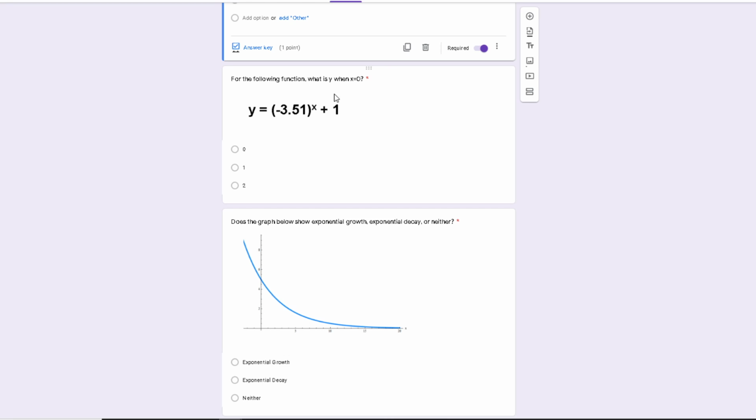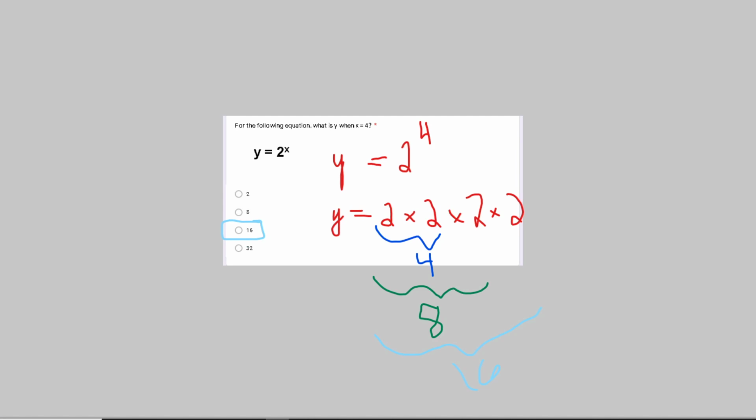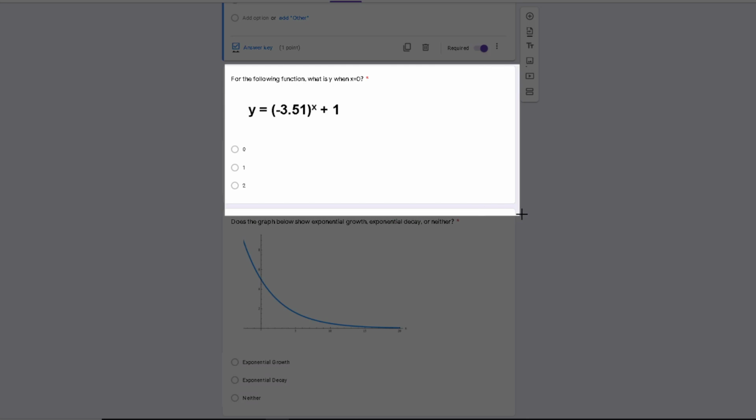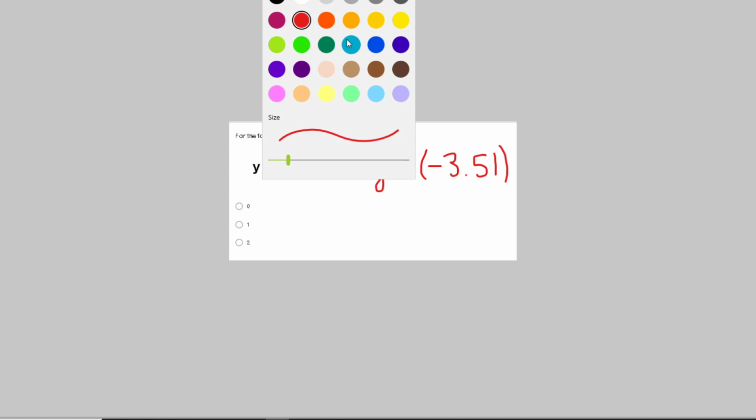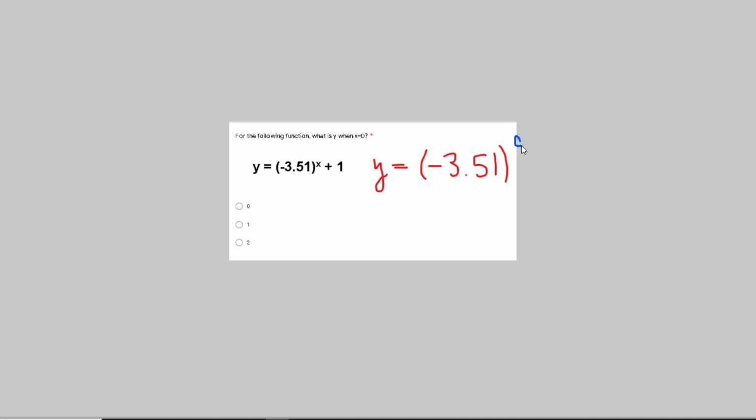So let's look through the next one. For the following function, what is y when x is 0? This is just like one that we had on that Google form that people struggled on for this question. So remember, anything to the 0 power. So that's what we're doing here. We're plugging in 0 for x. Anything to the 0 power is 1. So it doesn't matter what's inside of here. This is equal to 1.